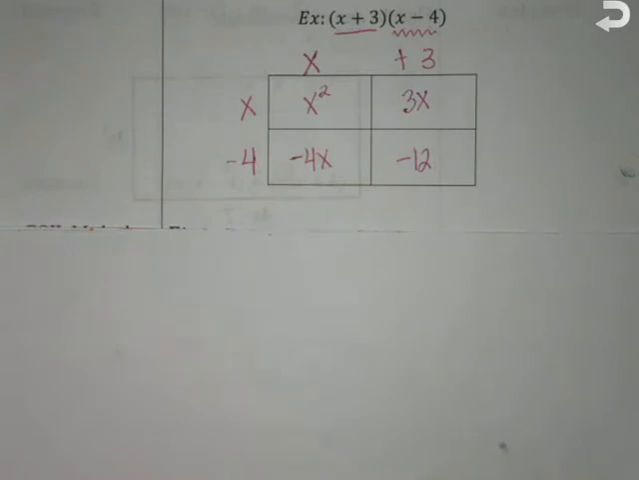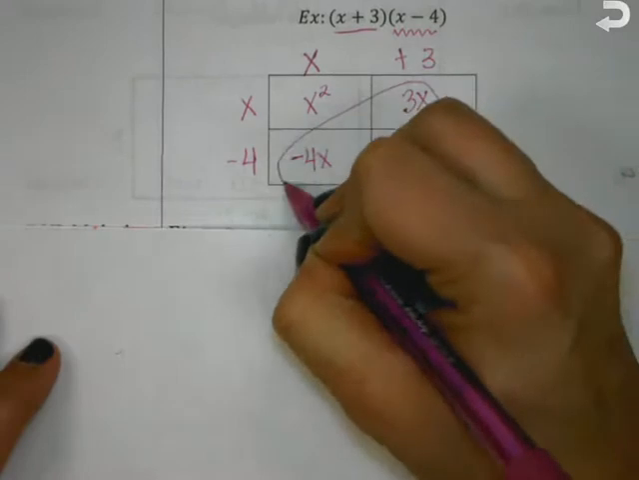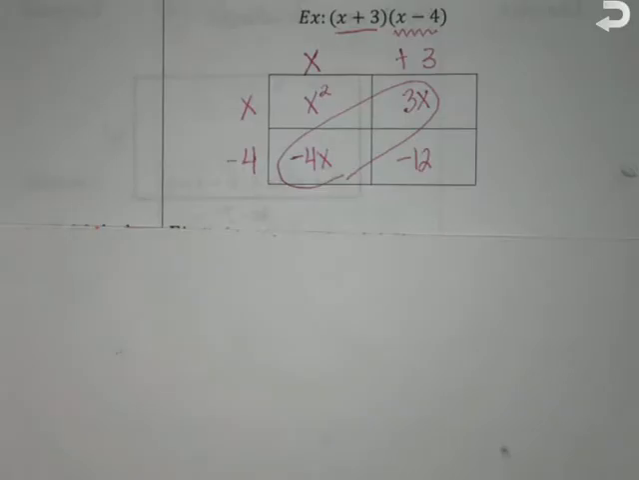Step 3 says that we combine like terms diagonally. Where do you guys see like terms? The negative 4x and the 3x. So I always circle the like terms. The like terms should come out to be diagonal from each other. Not always, but most of the time.